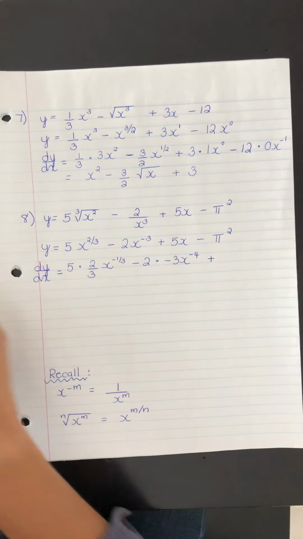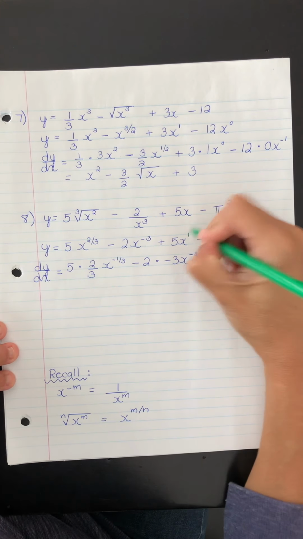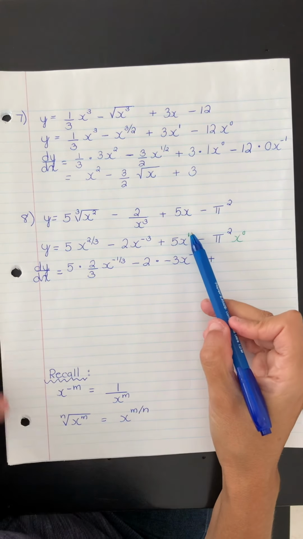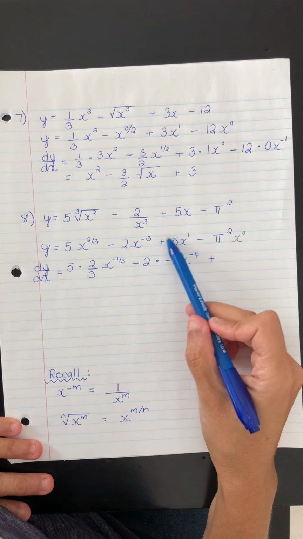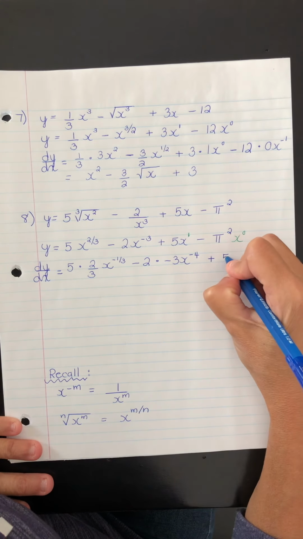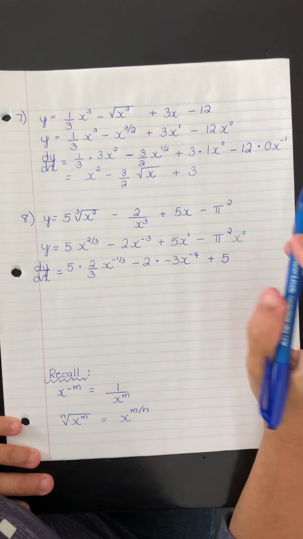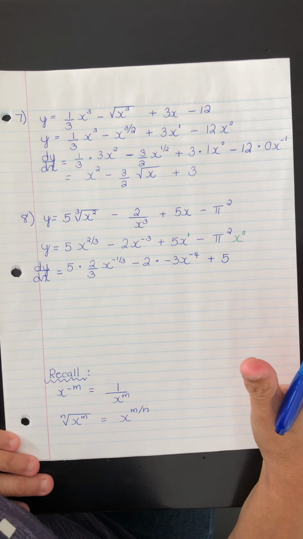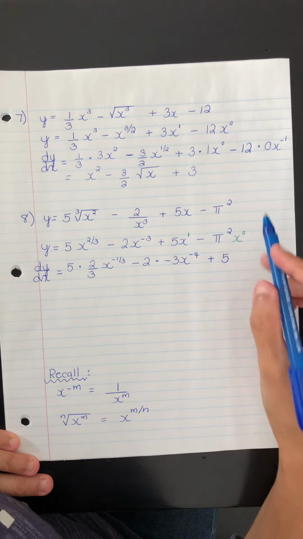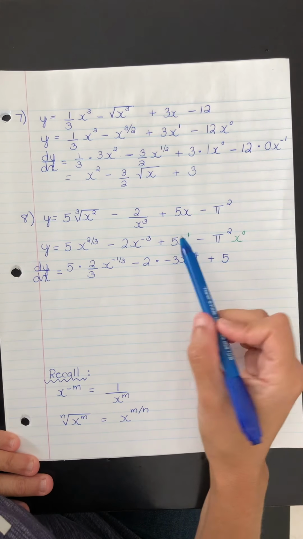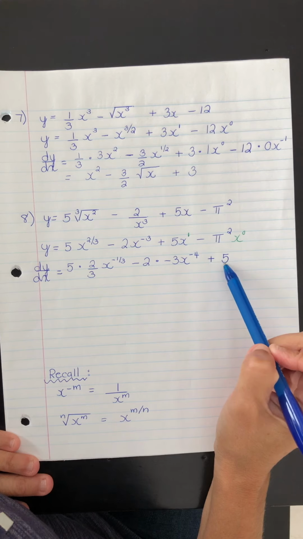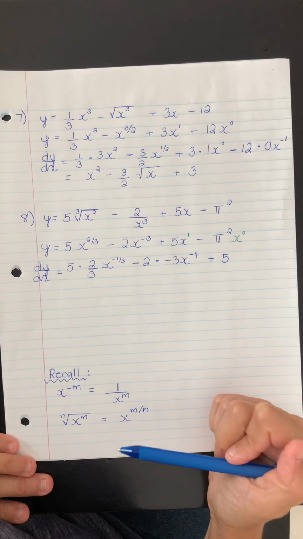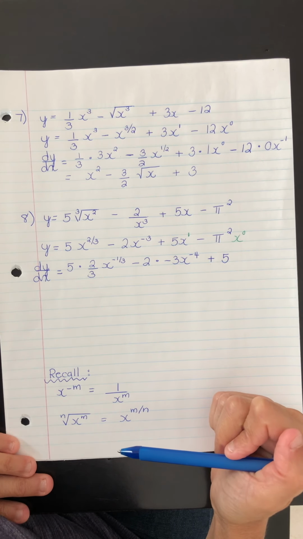Plus, okay, if it's helpful to you, remember you can put your 1 here and your x to the 0 here. But perhaps by now you're starting to get the hang of this. The derivative of 5x will just be 5. And pi is a constant. Pi is a number. And so is pi squared. It's just a little bigger than 9. So the derivative of that number is 0. Okay, but if you want, you can make this 5 times 1x to the 0 minus pi squared times 0, if that helps you. Okay?